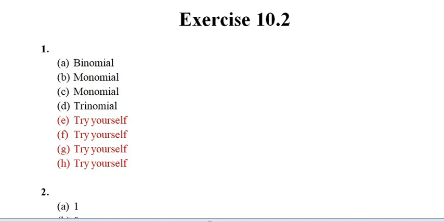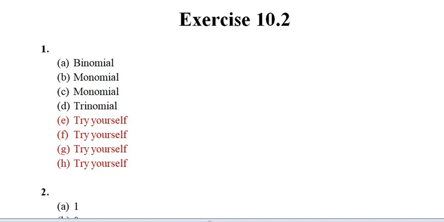So how many terms are there? 3x is the first one, 2y is the second one. So there are two terms here, isn't it? And in question number D, there are three terms: 5x cube y, the first one. The second one is 7xy, and the third one is 57. So this is how you will identify.